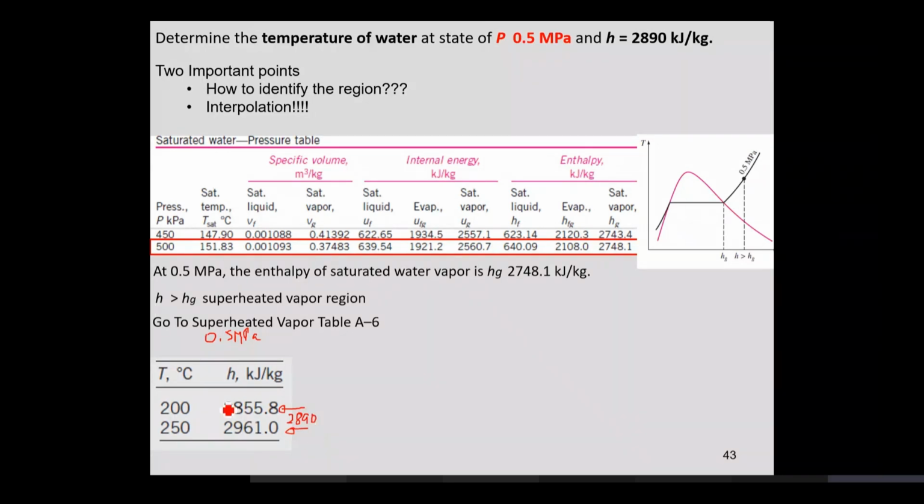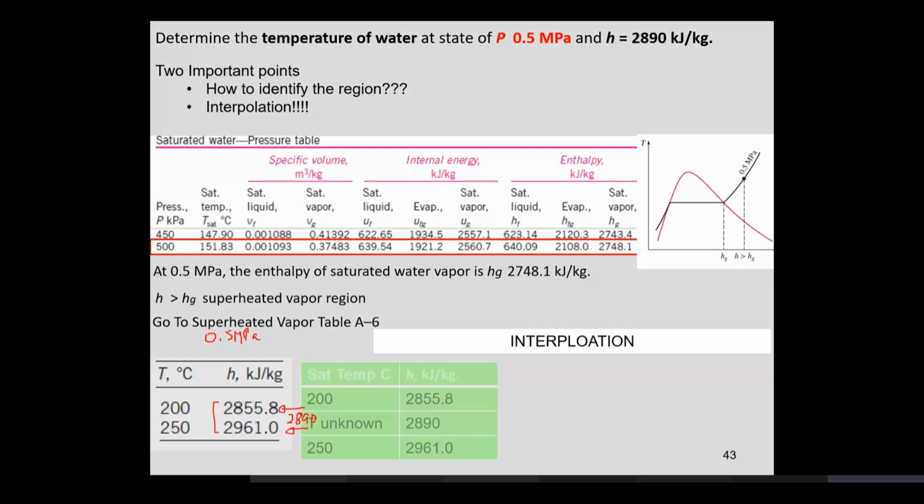I have selected these two values because 2890 lies in between these two values, and the temperature for 2890 is not given. So I'll have to linearly interpolate. Interpolate means you have to take the average to find out the value corresponding to 2890, the temperature value. So I'll prepare an interpolation table, which says that the values given to me are, this value is given to me from the table.